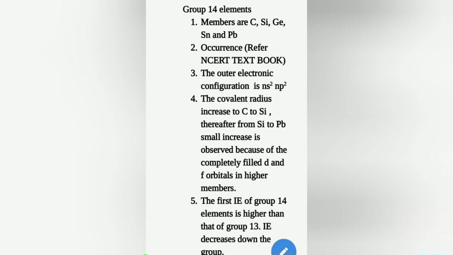Okay, occurrence. Silicon is the second and carbon is the 17th most abundant element by mass in the earth's crust. Carbon can exist in free as well as combined state. In elemental state, it exists in the form of coal, diamond, graphite and fullerene, and in combined form, it exists in the form of carbonates, hydrogen carbonates, carbon dioxide and carbon monoxide.